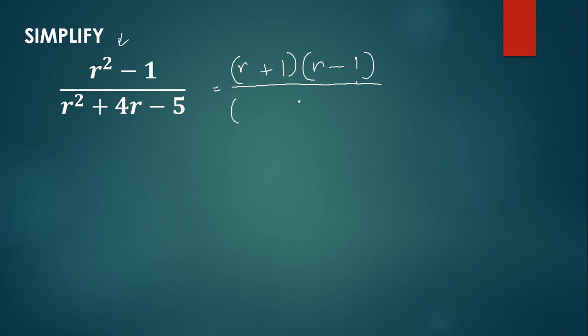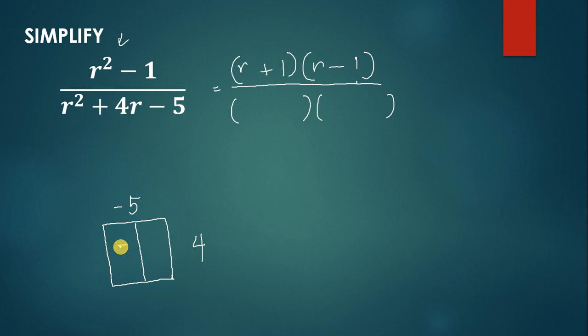Then, for the denominator, same din kanina. This is a quadratic trinomial. So, let's see if we can factor this in two binomials. So, you get the last term, that is negative 5, and then get the numerical coefficient of the middle term, that is 4. Now, using trial and error, think of two numbers that if I multiply, I will get negative 5, and if I add, I will get positive 4.